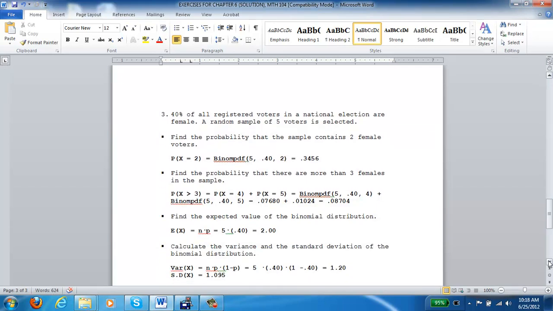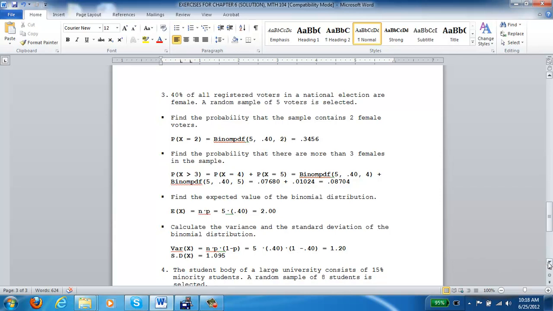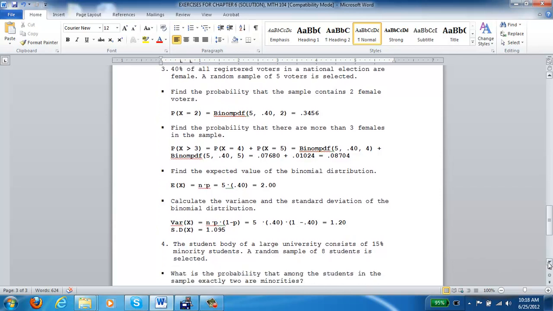Expected value is n times p, n is the sample size times 0.4, 5 times 0.4, so it's 2. The variance is n times p times 1 minus p, so 5 times 0.4 times 1 minus 0.4, 1.2, and then you take the square root of the variance, and this is the standard deviation.